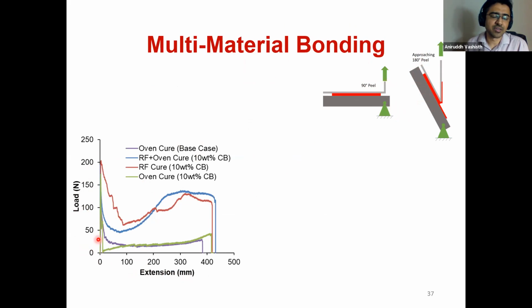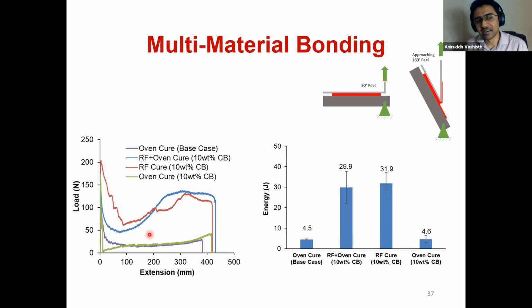So for the oven cure, you see that you get a sharp peak, and then you basically drop off to really low load values because you have a really large mid-span deflection. But for the specimens where you don't have these mid-span deflections, you don't get that significant drop. And if you look at the area under the curve for these graphs, you can clearly see why RF heating is really beneficial. It reduces the mid-span deflection and increases the energy that is required for peeling off the aluminum substrate from the metal channel.